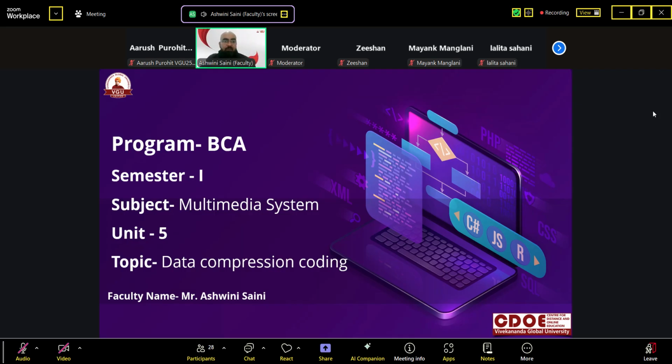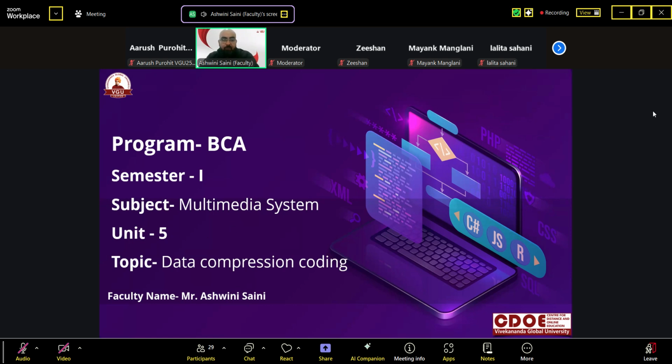This is another session we are going to start related to multimedia. In this session, we are moving forward with another couple of algorithms related to data compression.